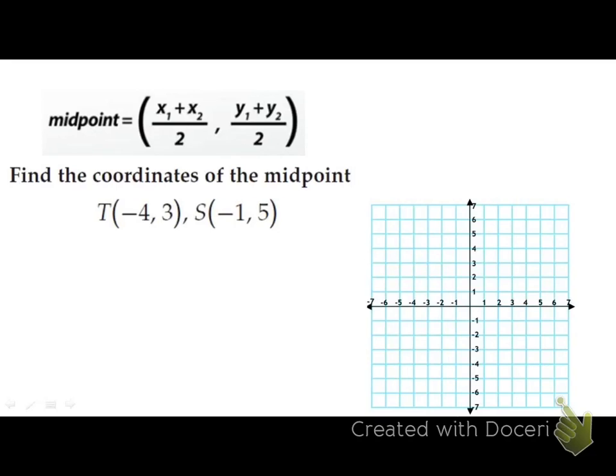For the first one, let's plot our points. The first point would be back 4, up 3. This is going to be T. Negative 1, up 5. This is going to be S. Now the point between these, so we're still going to draw the line between them. So let's do that.